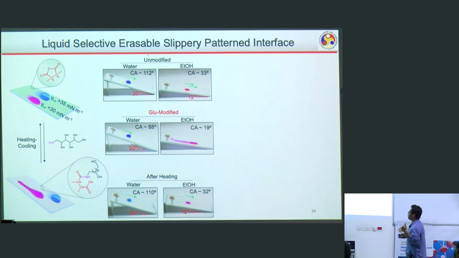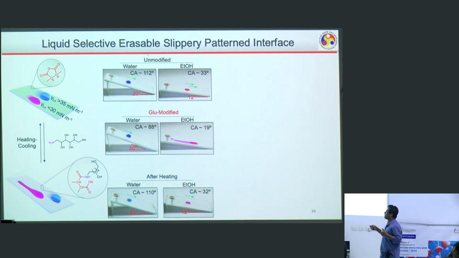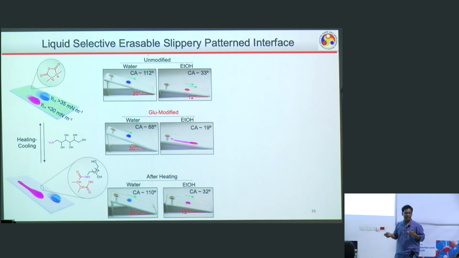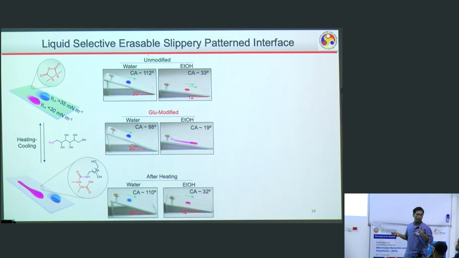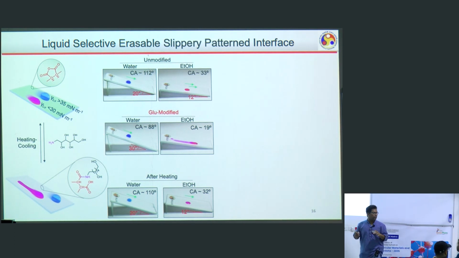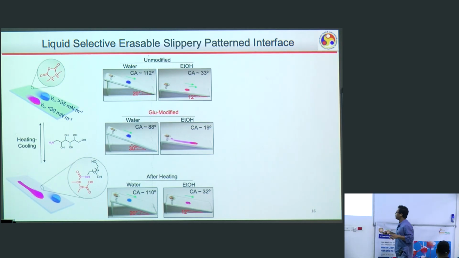Another thing, please note the contact angle of the water. Initially it was 112, it was hydrophobic, and after glucamine modification it became hydrophilic, less than 90, but it doesn't really lose its slippery property. The anti-wetting property is still maintained there. But for ethanol it's completely compromised, right?